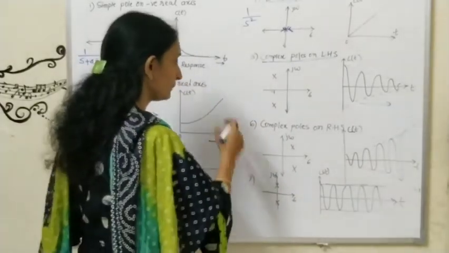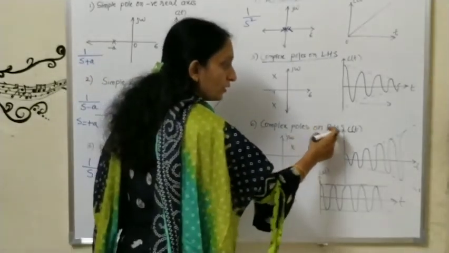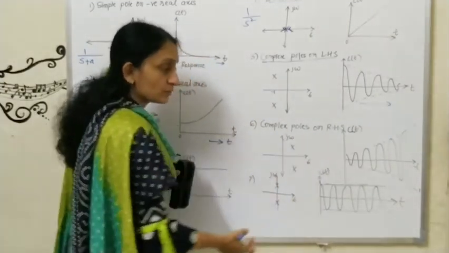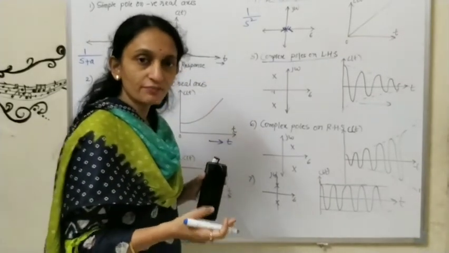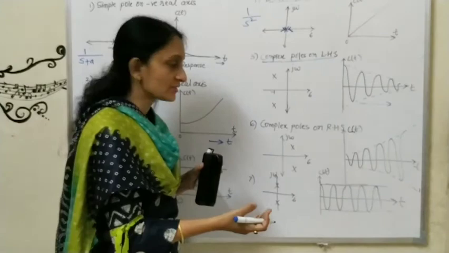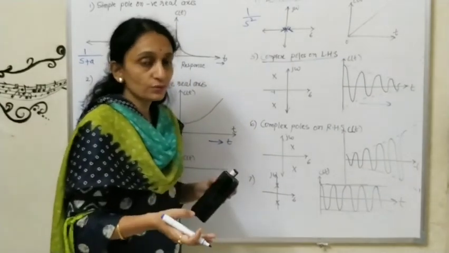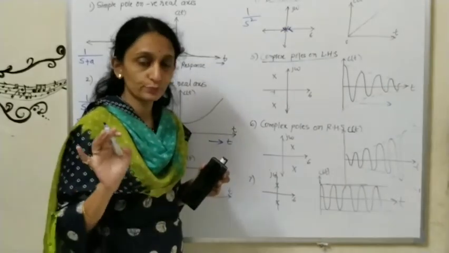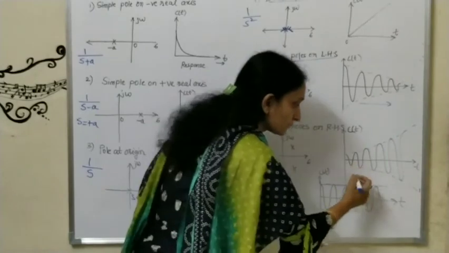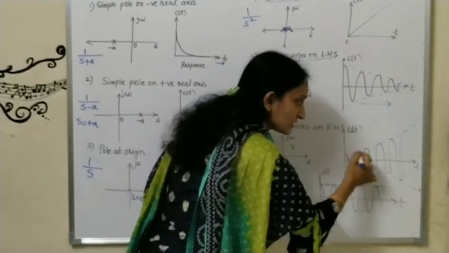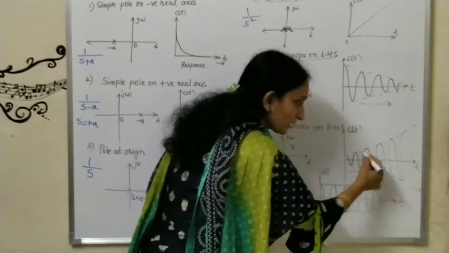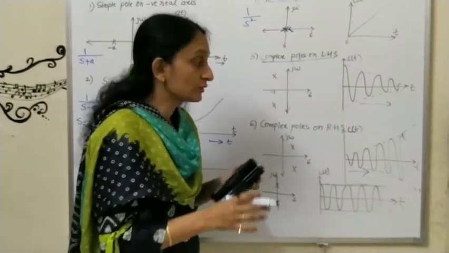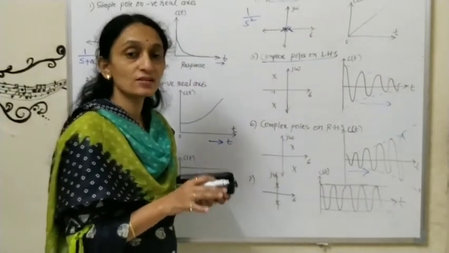Okay, now number 6, complex poles on the right hand side. You can check that here complex poles are there and these complex poles are on the right hand side. As we have studied, if poles are located on the right hand side of the j omega axis, the system is unstable. We know that the system will be unstable only if we get an unbounded output. Here, with respect to time, the output should decrease, but you can check that the output is continuously increasing with respect to time. Okay, so that we cannot control. So we say the system is unstable.